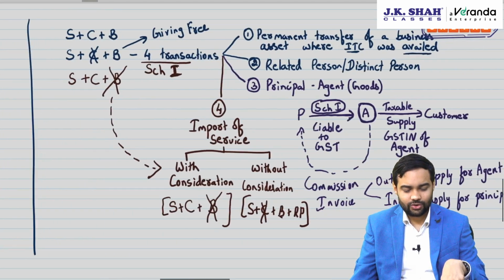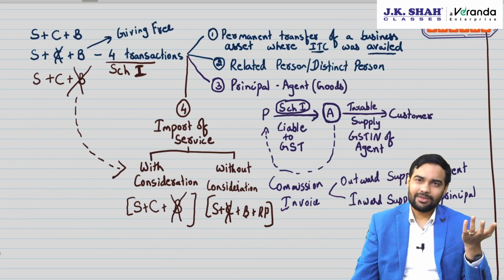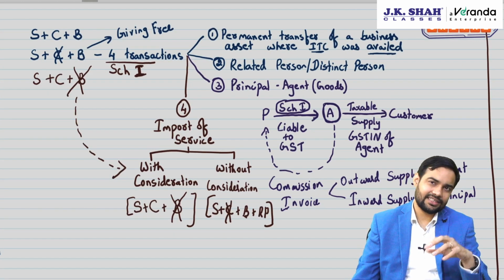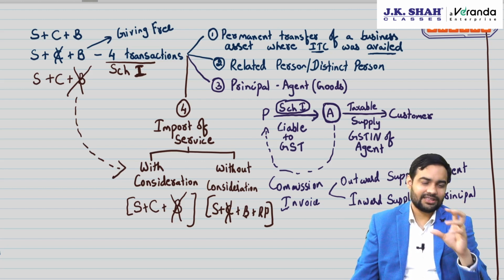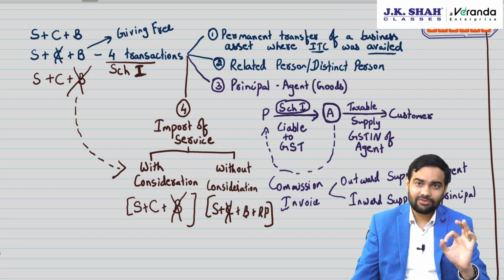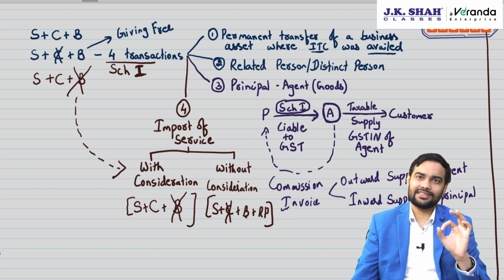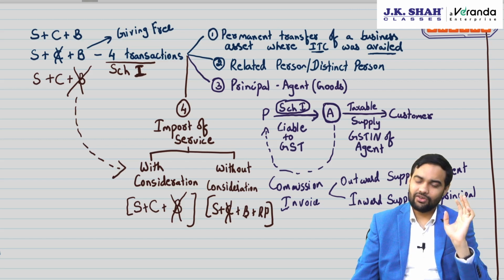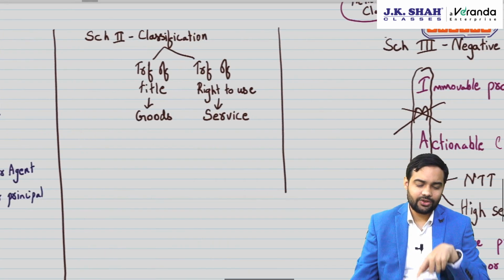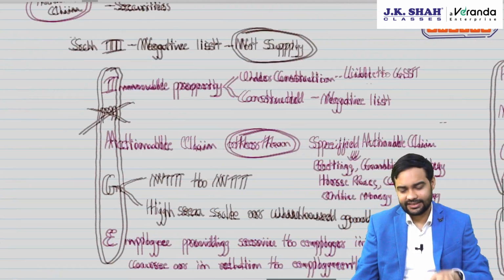Then we moved on to 4 transactions where GST can apply even without consideration: permanent transfer of a business asset where ITC was taken, related person and distinct person transactions, principal and agent for goods where the billing is in the name of agent, import of service. If it is without consideration it should be in the course of business plus from a related person. If it is with consideration, then it is not required to be in the course or furtherance of business. Then we moved on to schedule 2, classification: transfer of title is regarded as goods, transfer of right to use is regarded as a service.